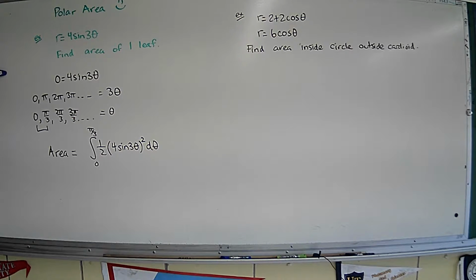Okay, so you ready? So you have to understand what area we're looking for here. Inside the circle, which is the purple one on ours, and outside the cardioid. So we're talking about this moon shape. Okay? We're talking about that moon shape. That's the area that we're looking for.